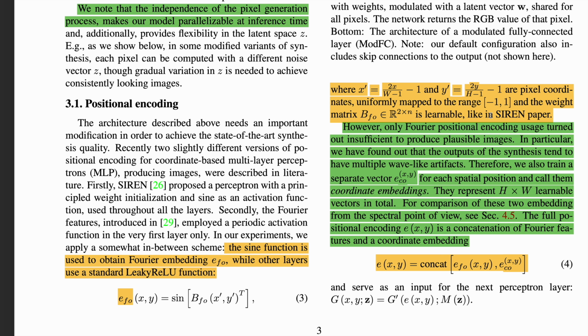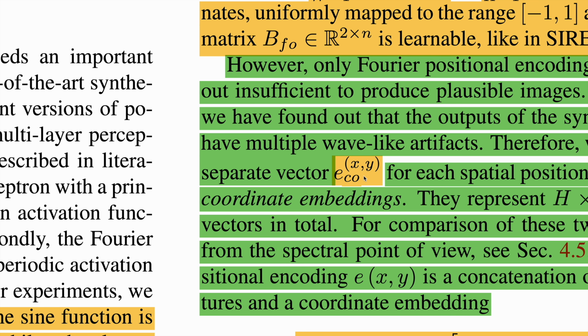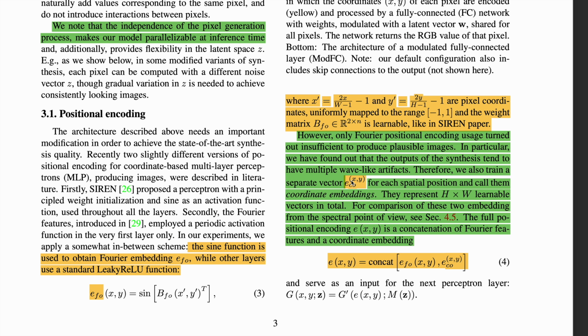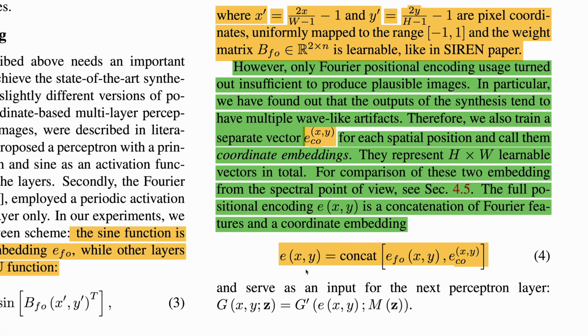That I implemented on my channel, by the way. Maybe I will put the link in the description if you want to have a look at the implementation. But basically they say that for this task, it was not enough just to encode the coordinates using Fourier encoding. So what they also do is add a vector, CO, basically coordinate embeddings. That's something that is learned. And then the final coordinate embedding is the concatenation of the Fourier embedding of x and y, the coordinates, and also the coordinate embedding vector that is learned.